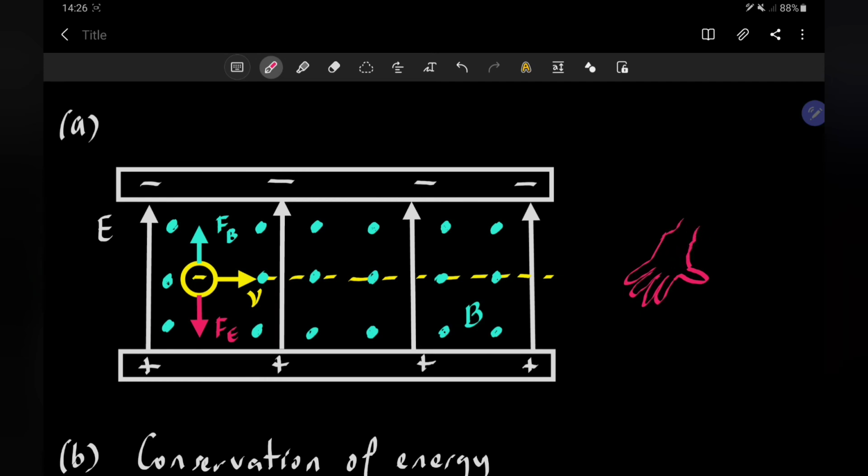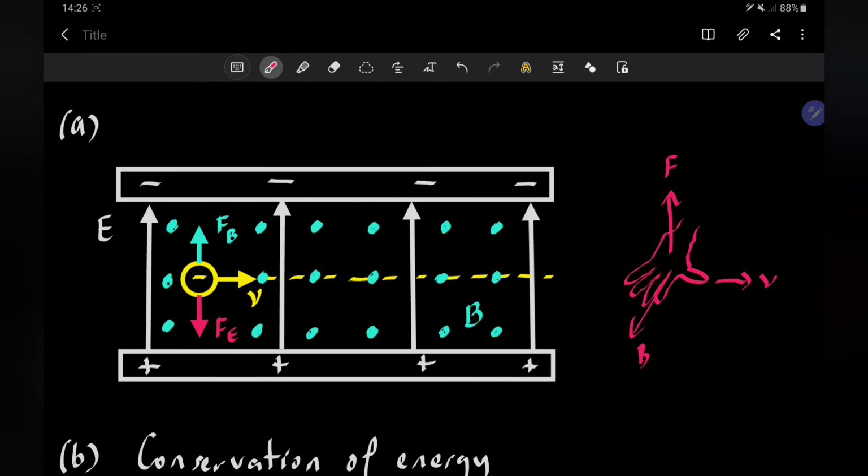Okay. So this is V, and our F is directed upward. This is F. By using the right-hand rule, our F is directed upwards and V is directed to the right, so our B must be directed out of the page, isn't it?